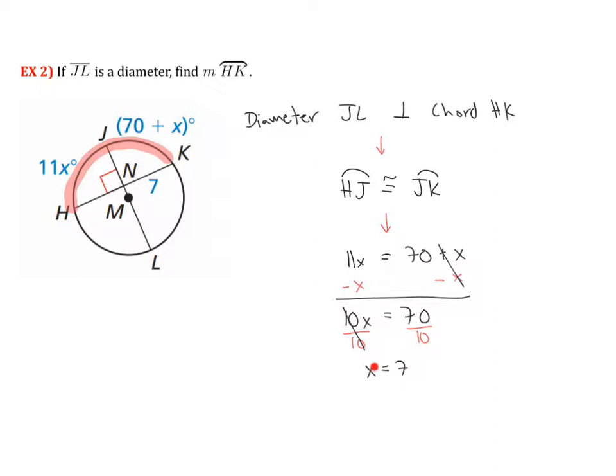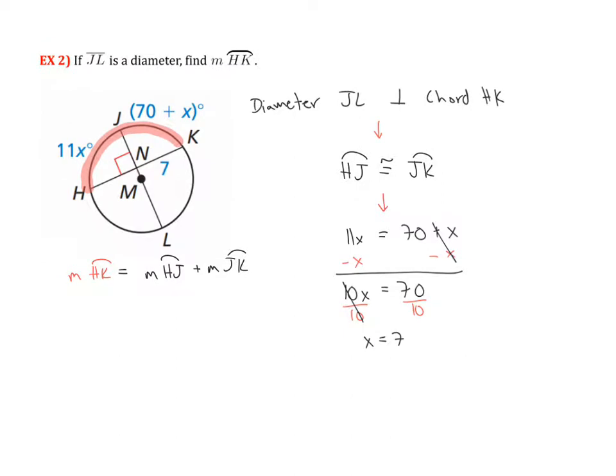Now, keep in mind that because we finished solving for x does not necessarily mean that we are done with the problem. The problem is asking us to find the measure of arc HK. And what we can see here is that the measure of arc HK is made up of two other arcs. So I can write an equation using the arc addition postulate, which says that the measure of arc HK is going to be equal to the measure of arc HJ plus the measure of arc JK.